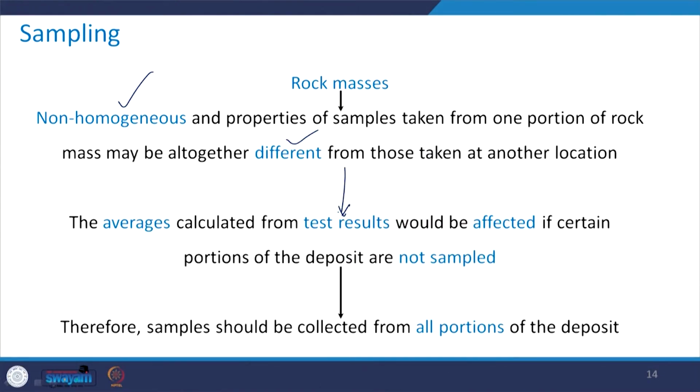So, what is the way out? Either we take the average of those test results, but then that would be affected if certain portions of the deposits, which have different characteristics, are not sampled in the field. Let us say whatever we have sampled, we take the average of all that. The properties that we get from those laboratory tests will not be the representative properties of the rock for the entire stretch of, let us say, 1 kilometer.